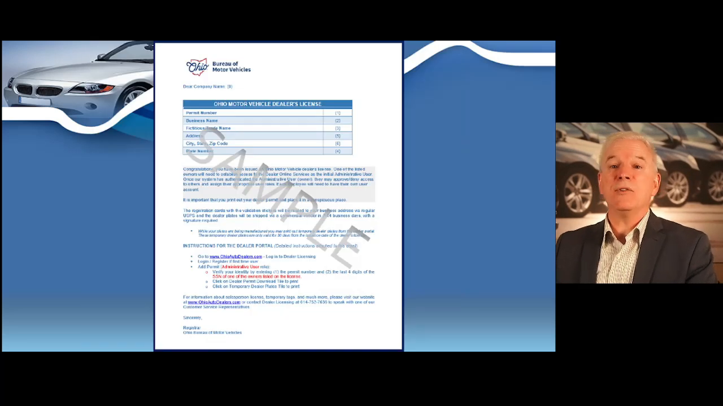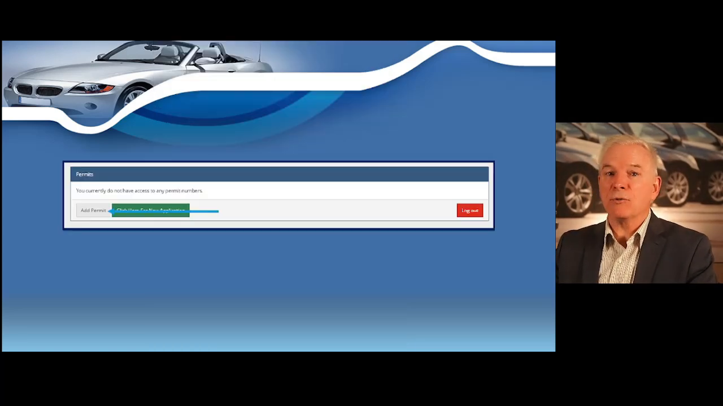When the dealer's license is issued, you're going to receive an email that has your new permit number on it and instructions for your next steps. To print your dealer permit, that's your dealer's license, and get started in the online dealer licensing system, you're just going to simply sign on to your online account that you've already created and click Add Permit, as you see right here.